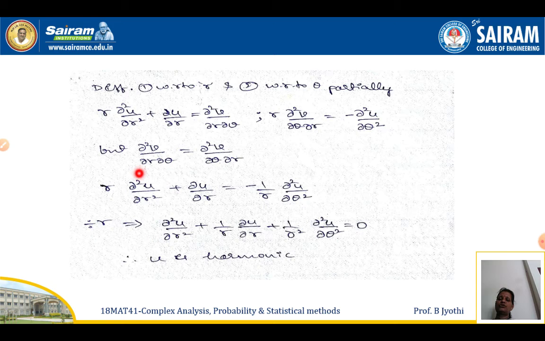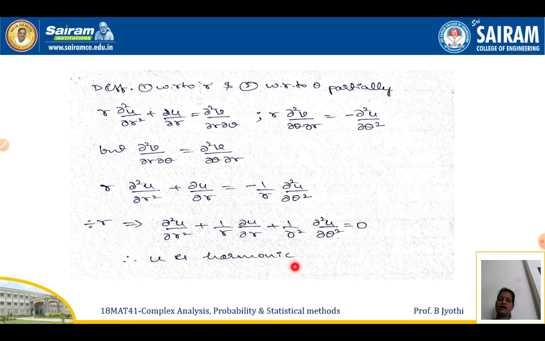But we know that ∂²v/∂r∂θ is same as ∂²v/∂θ∂r. Equating, we get it as r ∂²u/∂r² plus ∂u/∂r is equal to minus 1/r ∂²u/∂θ². In order to get the standard form, let us divide this by r. We get it as ∂²u/∂r² plus 1/r ∂u/∂r plus 1/r² ∂²u/∂θ². So this proves that u is harmonic because it satisfies the Laplace equation for u.